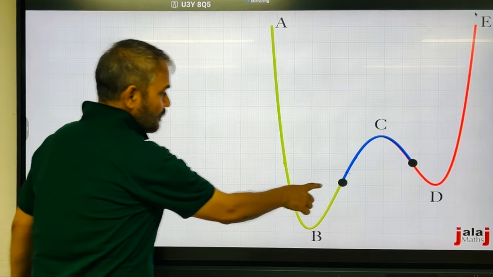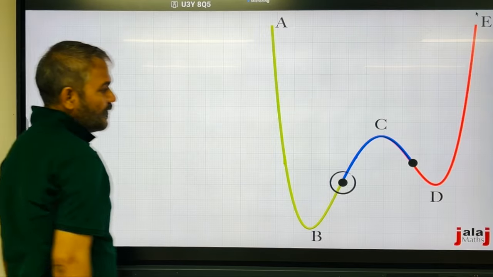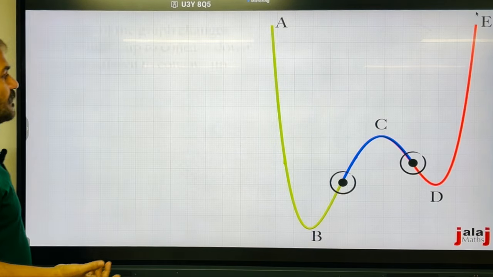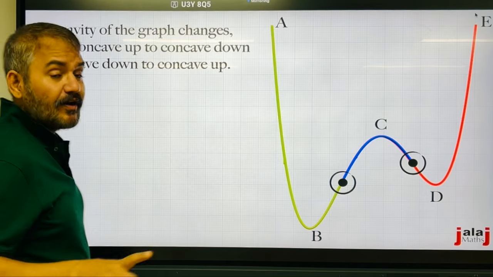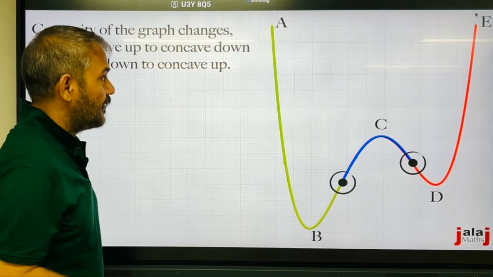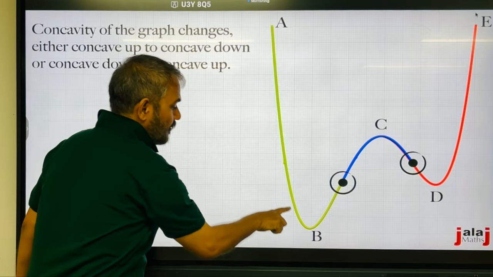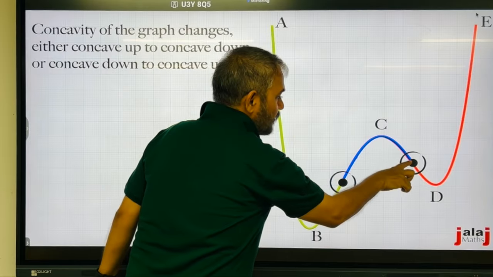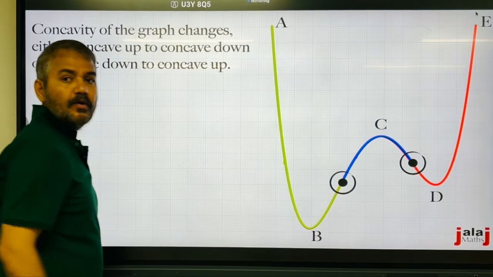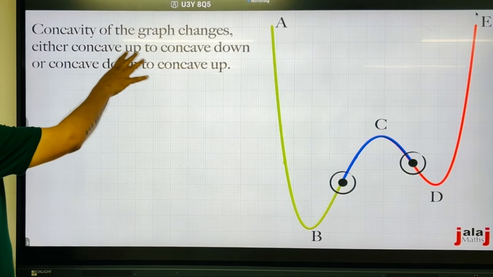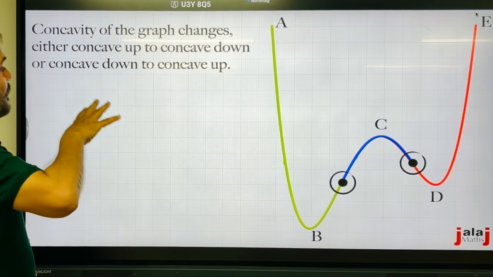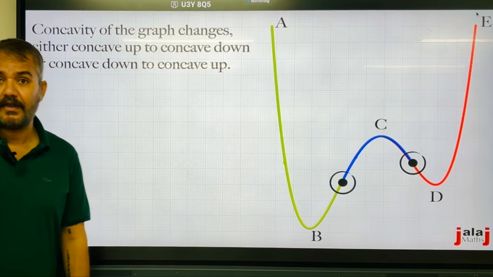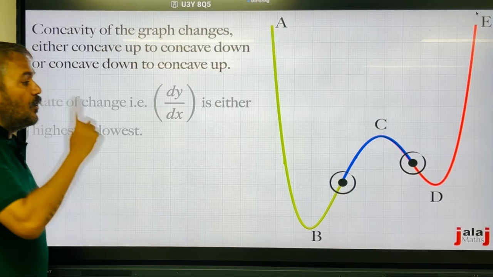Now what happens at these points, if you look at this point and that point, so there are lots of things happening at this function. Some of those are concavity of graph changes at these points. So your graph is concave up, till this point, then it changes to concave down till this point, then it moves further up to concave up. So concavity of graph changes. If it is concave up, it becomes concave down. If it is concave down, then it becomes concave up.